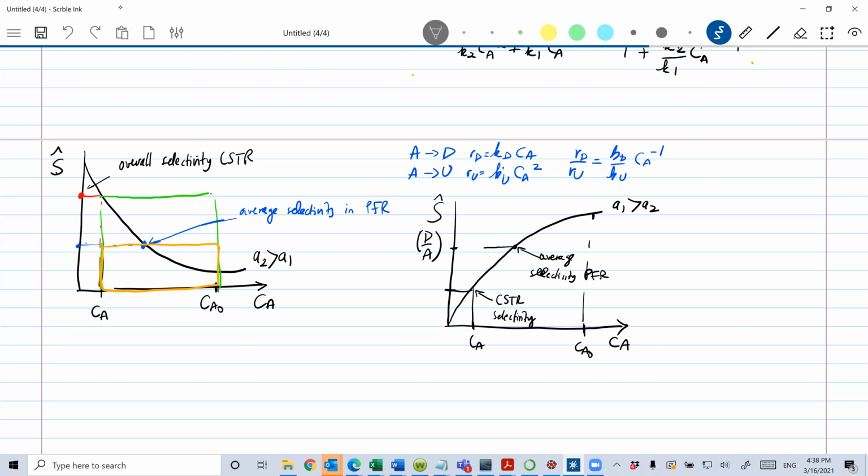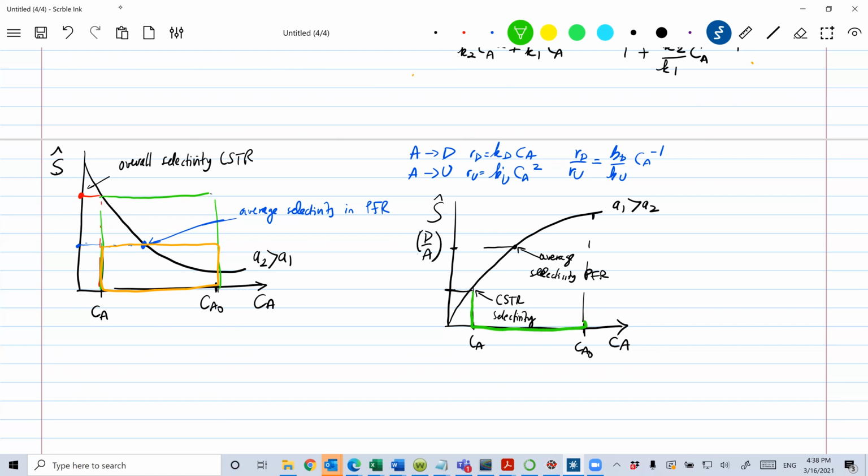And then if we flip the script here, I'm gonna keep green for CSTR. This is your CSTR, and I'll put it red for the PFR. This is how much CD you make in the PFR. Any questions?